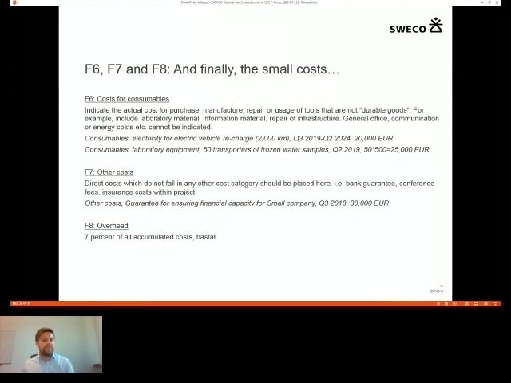Overhead, you can make it very simple or very complicated. The maximum limit of overhead is 7% of all the accumulated costs for your organization in the project. That can be calculated automatically, and I suggest that you do so. It's easier.